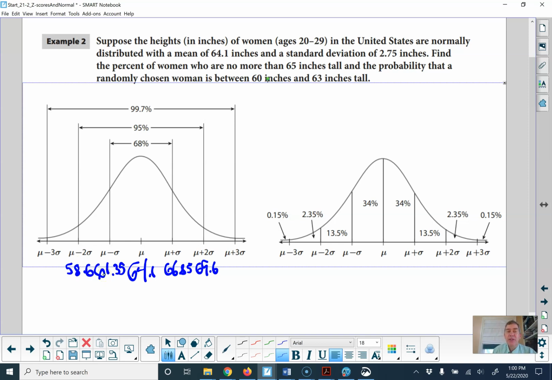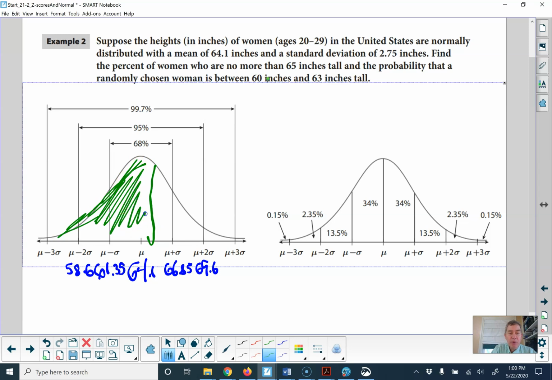So you're looking at where these are. The first question is asking the percent of women who are no more than 65 inches tall. So 65 inches is going to be about here. And so we're going to talk about more than 50%. You expect more than 50% of the women, but not a whole lot more than 50%. So 65 inches tall, 5'5".